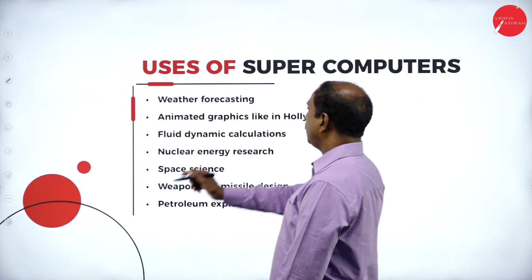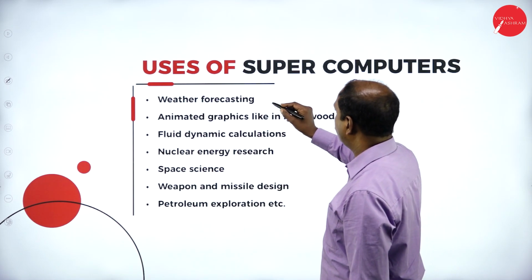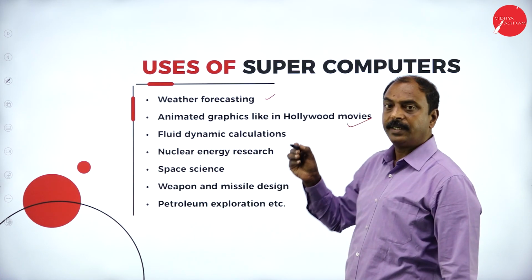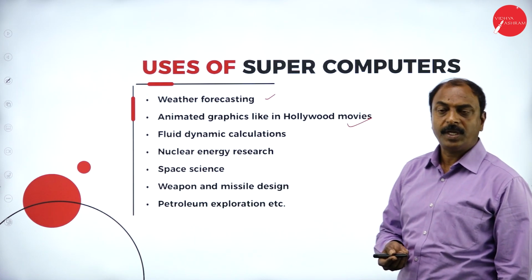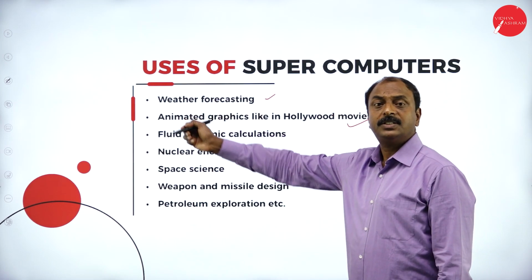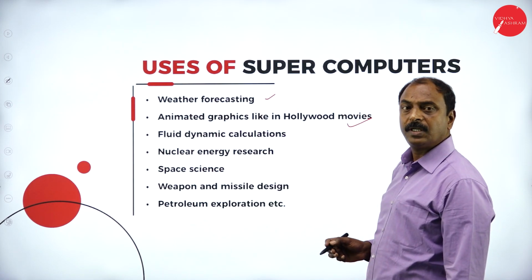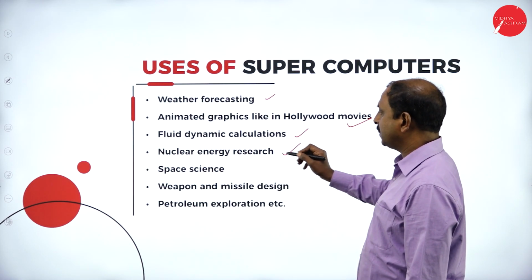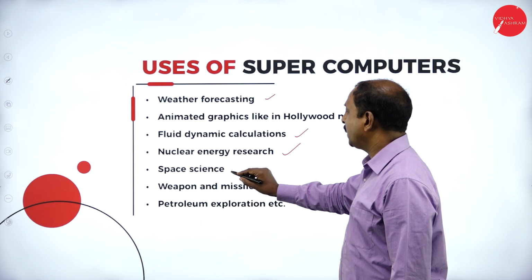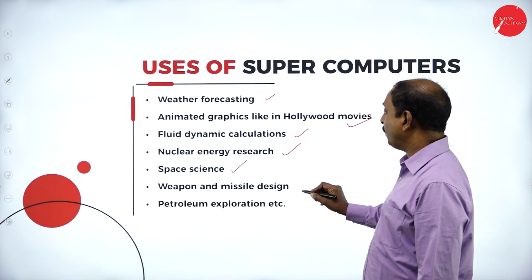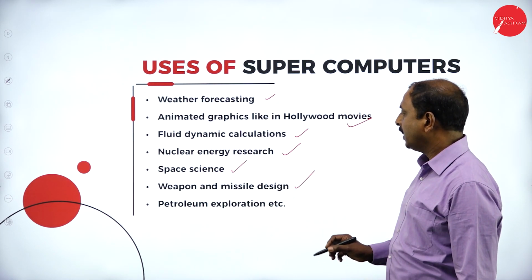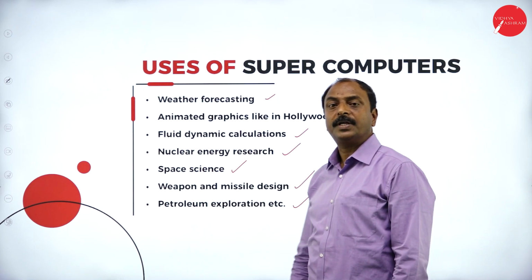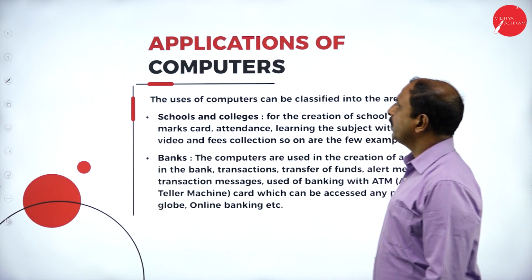Here, we are using supercomputers in weather forecasting and animated graphics like Hollywood movies. You might have heard of different types of graphics in movies; they may use supercomputers for that particular application. Also fluid dynamic calculations, nuclear energy research in the field of science and technology, space, weapon and missile design for defense, and petroleum exploration, etc. These are very good applications of supercomputers. Now let us move on to the next slide.